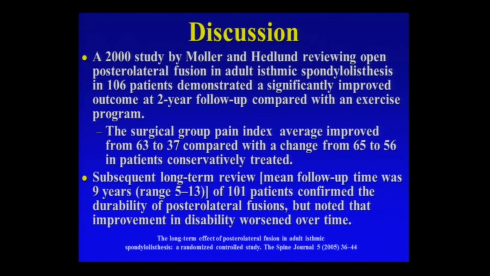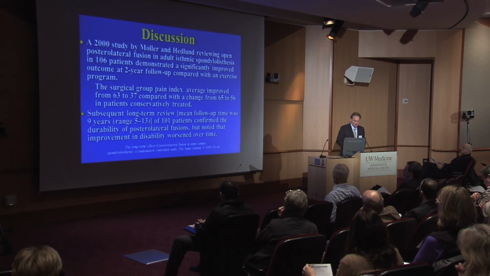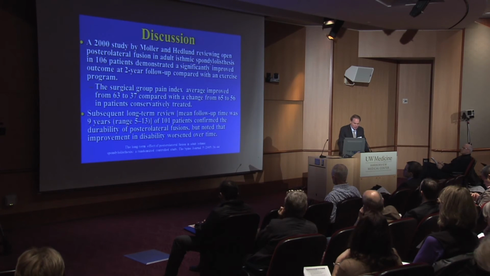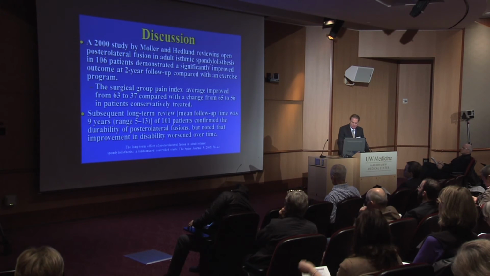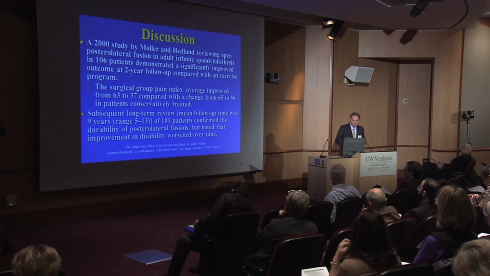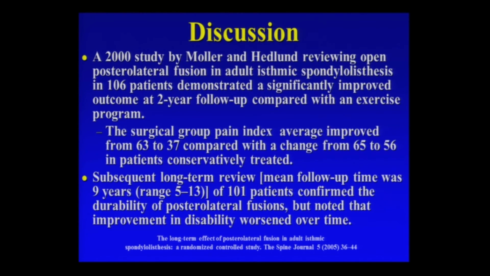Outside of that arena, there's not so much data. One of the groups that's done, at least in my opinion, some of the best work looking at fusion outcomes and especially long-term outcomes is the Swedish lumbar spine study group. And Moeller and Hedlund from that group, I referenced their 2000 study here, where they looked at 106 patients with isthmic spondylolisthesis undergoing posterolateral onlay fusion and found significant improvement in those patients that was then sustained at 9 years.